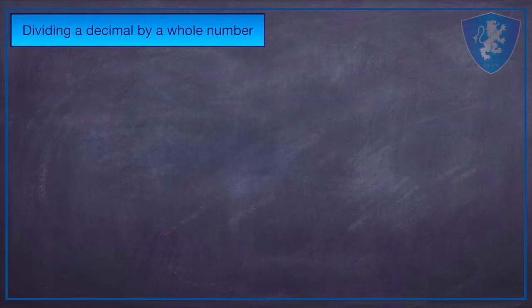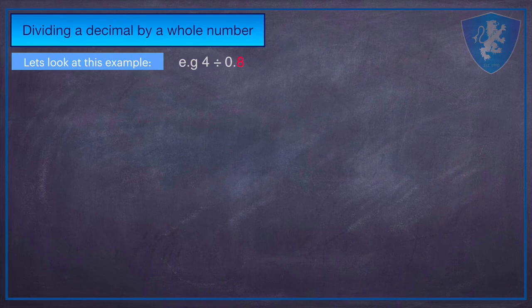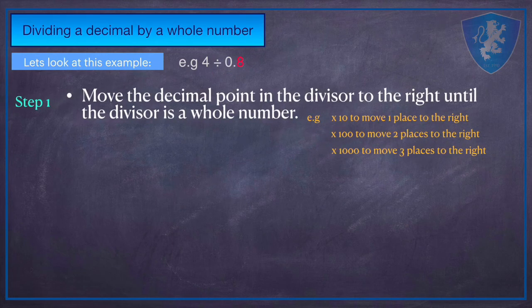So dividing a decimal by a whole number, that's the first part. So 4 is your whole number, example, and you're dividing by 0.8. So we'll look at the rules again here. In this case, move the decimal point in the divisor to the right until the divisor is a whole number.